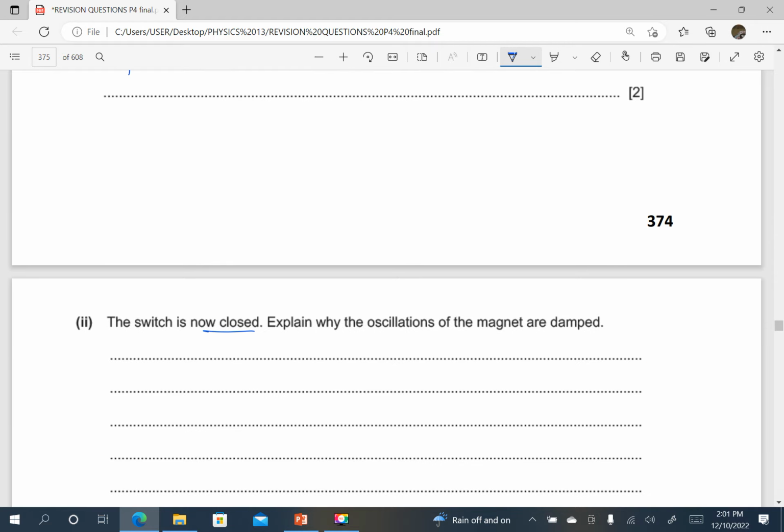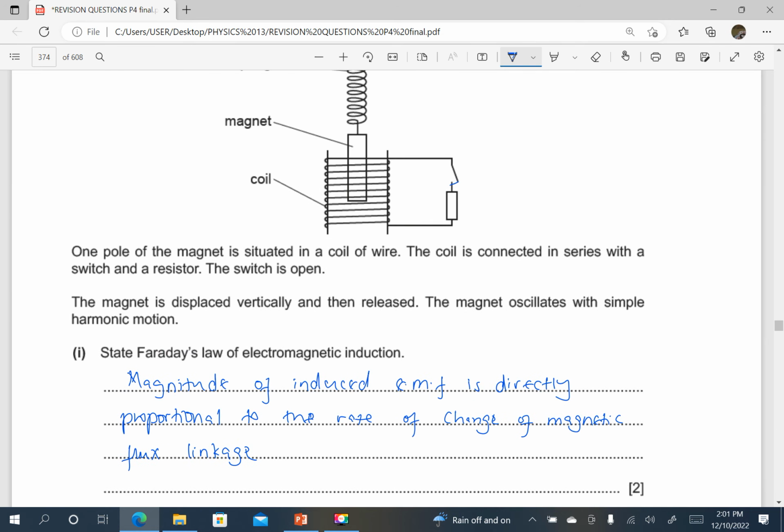Explain why the oscillations of the magnet are damped. Of course, as the magnet moves, the coil cuts the magnetic field. By Faraday's law, an EMF is induced in the coil. If an EMF is induced in the coil, a current is going to flow through the wires and power will be dissipated in the resistor. Remember, the thermal energy dissipated in the resistor is being derived indirectly from the energy of oscillations of the magnet. So some of the energy of oscillation of the magnet is dissipated as thermal energy in this resistor here. Therefore, the oscillations will die out.